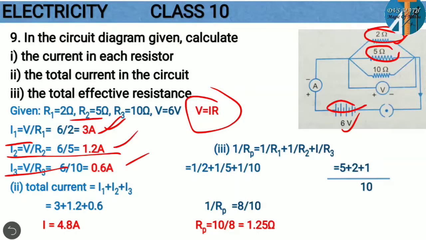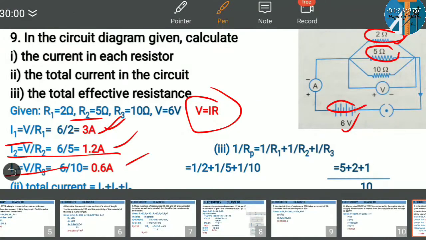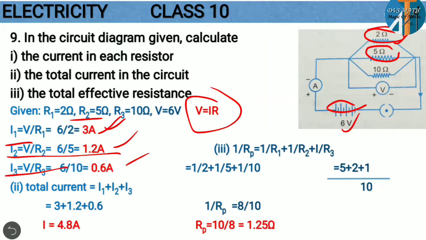Observe that the current is decreasing here. In each case 3 ampere, and 1.2 is less, 0.6 is less. And observe the value of the resistor here. In all the cases it is more. As you all know, if the resistance is more, the current flowing will be less. So here the resistance is 2 ohm, which is less, so your current is 3 ampere. In the second case 5 ohm is more, so the current is reduced to 1.2. Again 10 ohm is more, so again the current is reduced. So this is about the current flowing in each resistor.